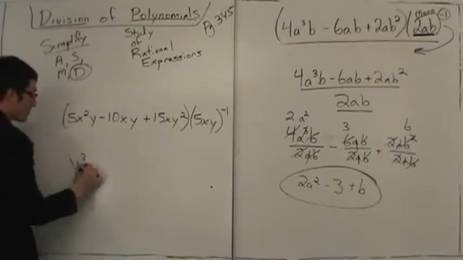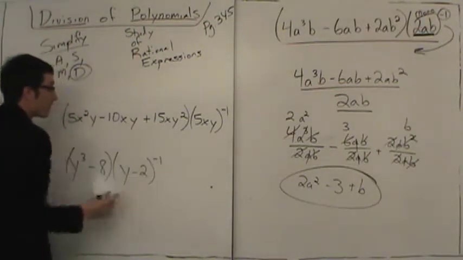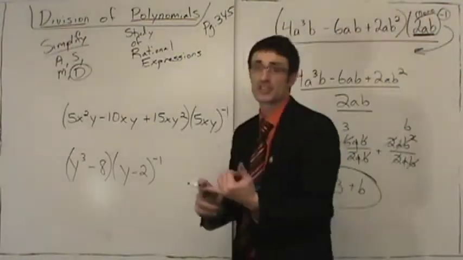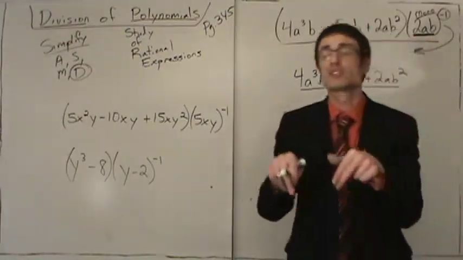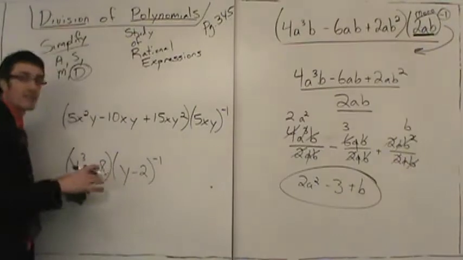y cubed minus 8 multiplied by y minus 2 to the negative 1. If you were looking at both of these problems on the test, on the test I will say use long division or use synthetic division. I will tell you specifically what to use when dealing with this problem, but you should be able to look at these two and tell the difference.